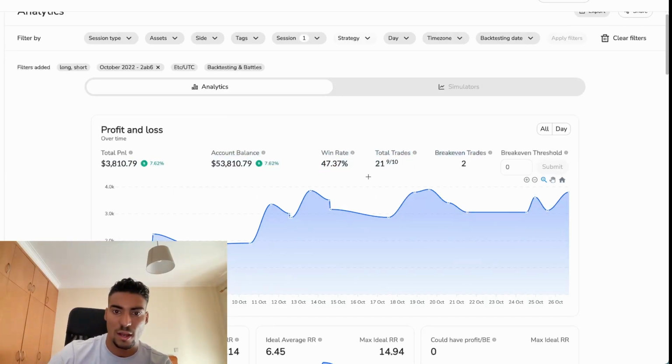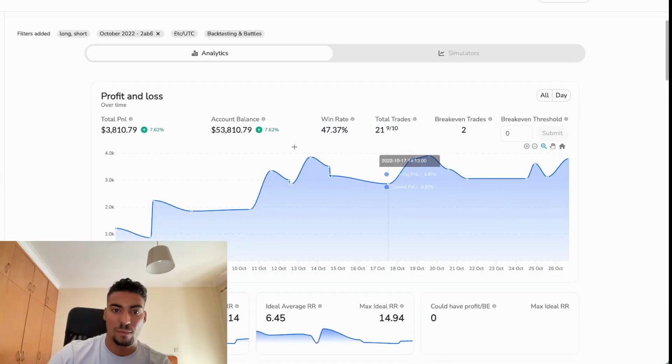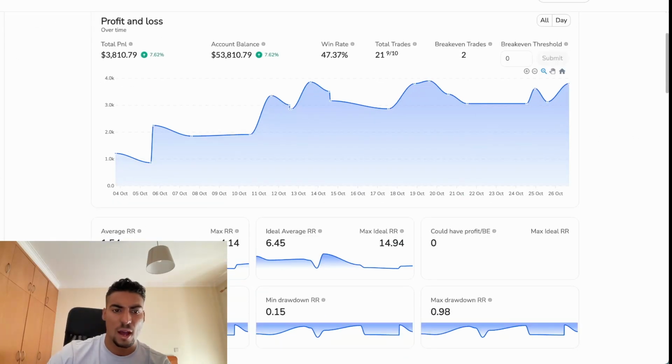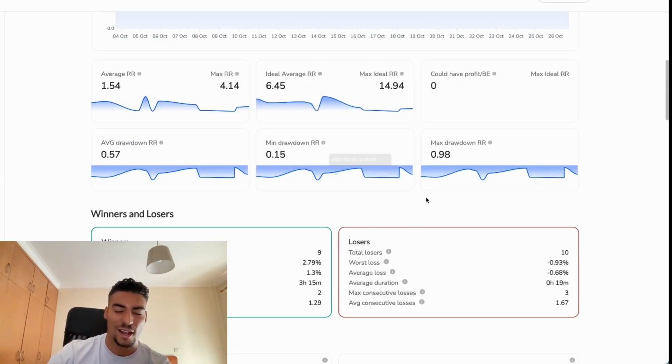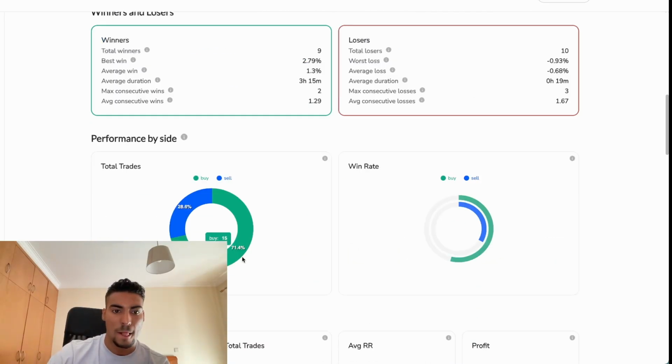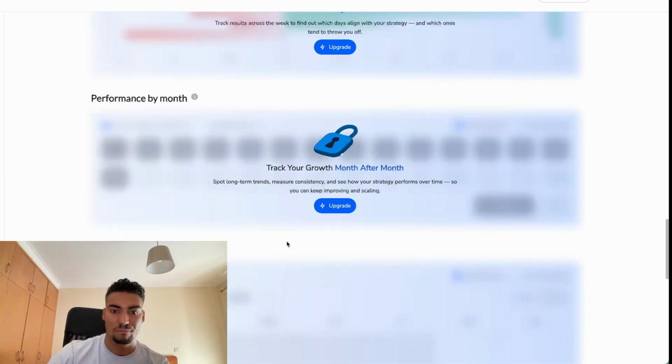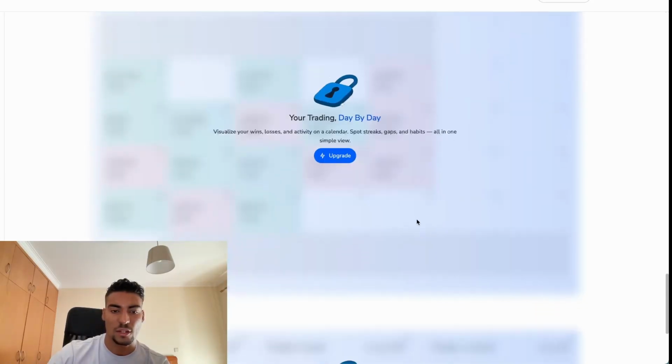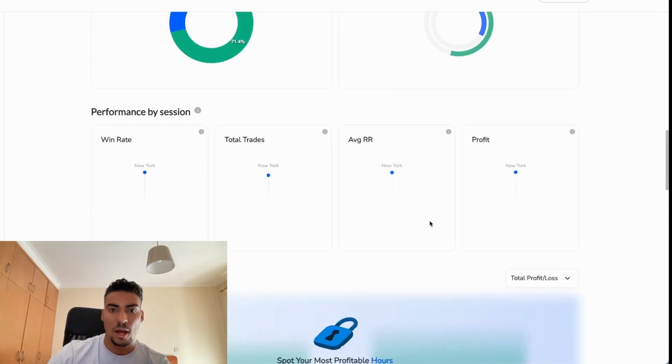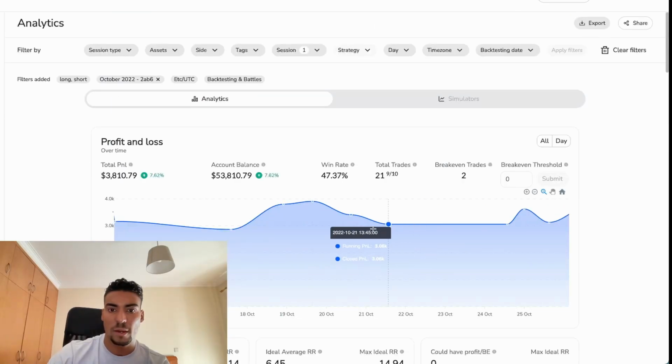21 trades, 47% win rate, so not the best. Average win rate is not too bad, 1 to 5. It's pretty much what I trade. Ideal, of course, is much higher. So again, I should keep my wins more. 10 losses, 9 winners, again risking 1%, as you guys saw. That is pretty much it. We can check the session days, which will be fun to see. But yeah, that's pretty much it.